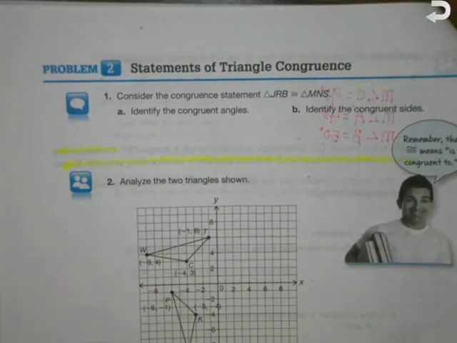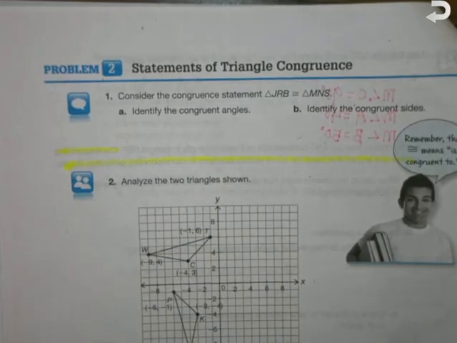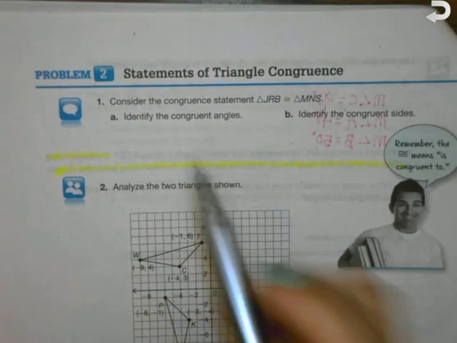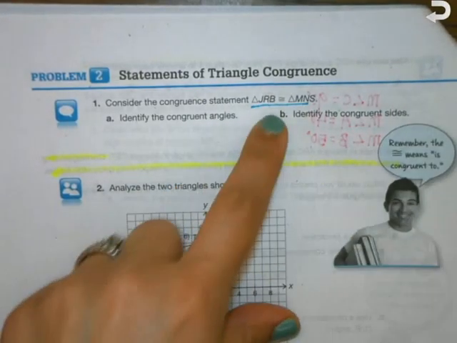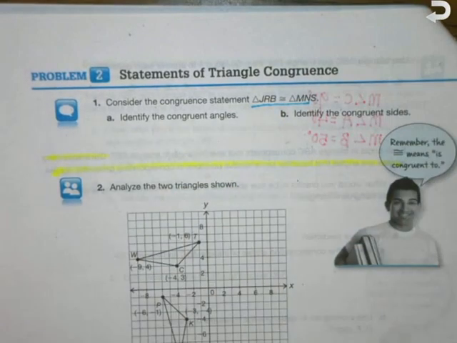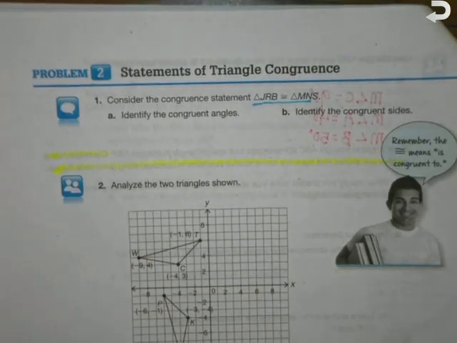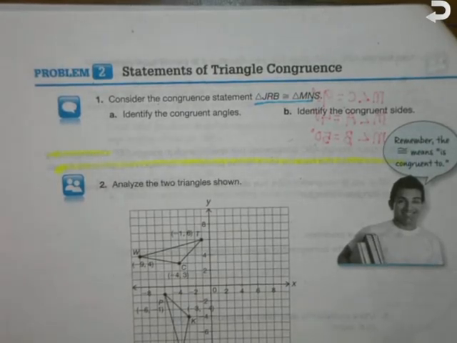Okay, problem 2. Now I'm going to give you a congruent statement about two triangles, and we're going to list all the congruent parts and the congruent angles without graphing it at all. So look at number 1. Consider the congruent statement. Triangle RJB is congruent to triangle MNS. Part A wants us to identify the congruent angles. So this is why I said that the order does make a difference. The order that we list the congruent triangles means that the corresponding parts in the same order are congruent.